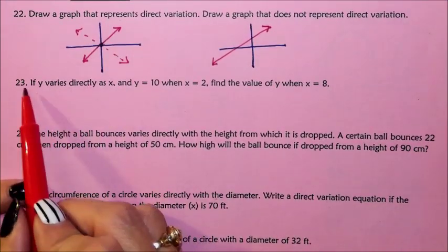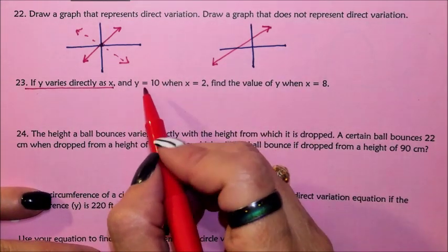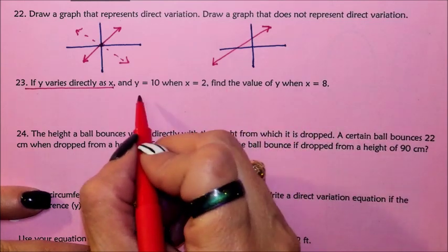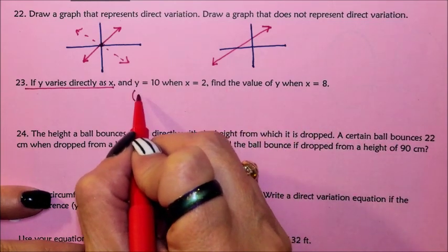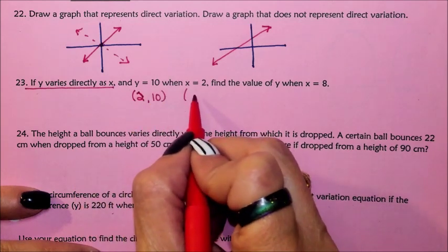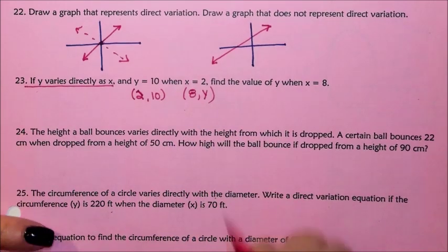If y varies directly with x, right there you're thinking direct variation. Y is 10 when x is 2. Find the value of y when x is 8. Think of it like this. X is 2, y is 10. Find the value of y when x is 8. This is what you've got basically.